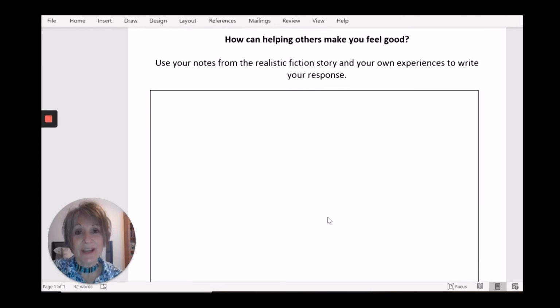So let's think about the story, and I'll model for you what the writing could look like in response to it. Let's look at our writing prompt. How can helping others make you feel good? Use your notes from the realistic fiction story that we just read and your own experiences to write your response. In the story, I think Mr. Tannen and the people from the town figured out that helping others makes you feel good. So I'm going to include that in my writing today. My personal connection is going to be about making these video lessons. So this is what mine would sound like.